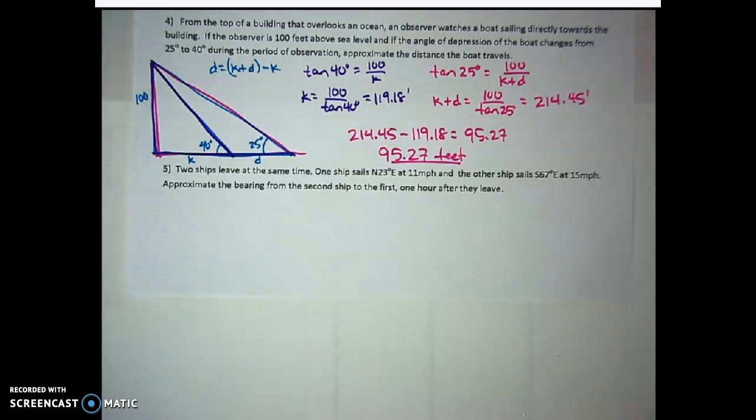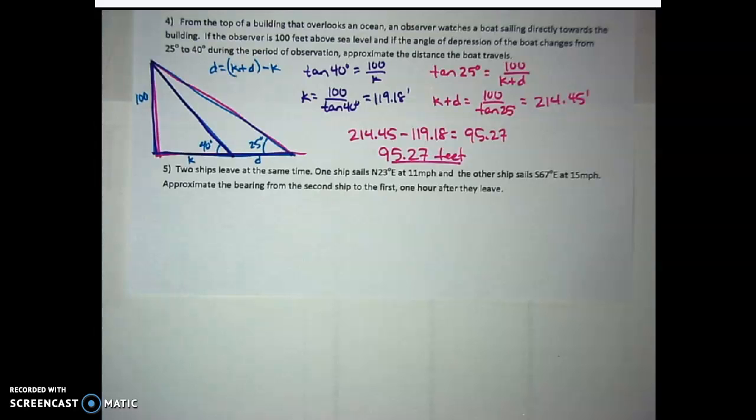Okay, now the last problem for section 6.7. Two ships leave at the same time. One ship sails north 23 degrees east at 11 miles per hour, and the other ship sails south 67 degrees east at 15 miles per hour. Approximate the bearing from the second ship to the first 1 hour after they leave.